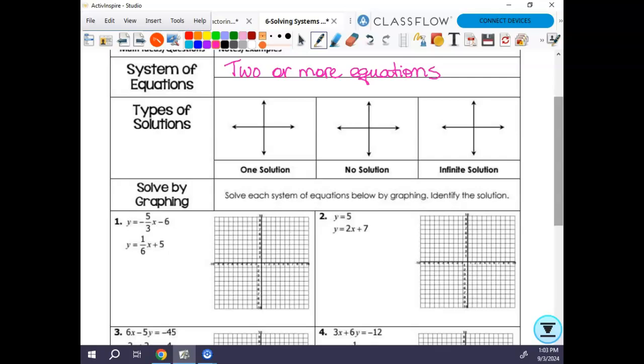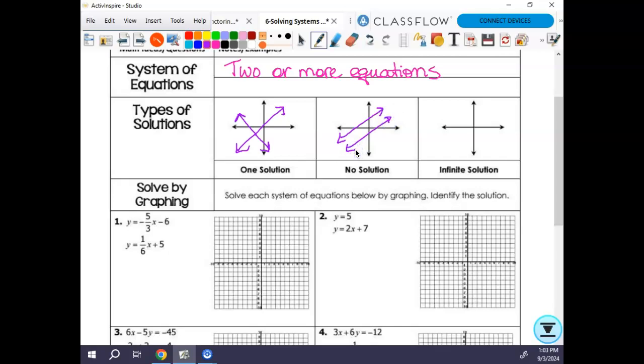Okay, so there's types of solutions. You could just have one solution, and that would look something like this. Right now we are just talking about lines, but there would be your one solution. I just don't want you to think it's always linear. No solution would be like this.